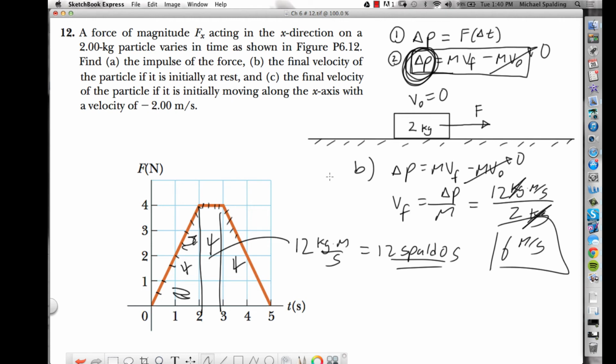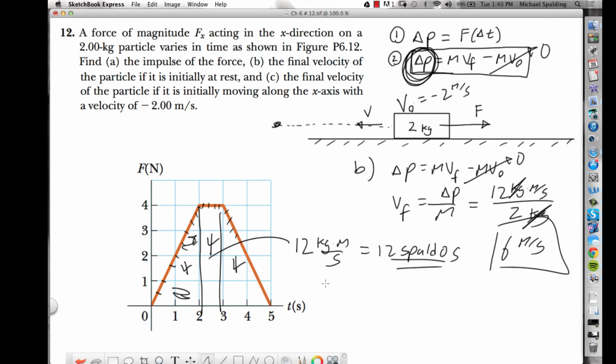Okay, now last question. Find the final velocity of the particle if the object has an initial velocity. So v initial is negative 2. What does negative mean? It's initially moving to the left, but keep in mind, the force is still to the right. The block starts out moving to the left, but the force is to the right. So what's going to happen to the block? It's going to go slower, slower, slower, stop, and then come back, right? Because the force is acting to the right.